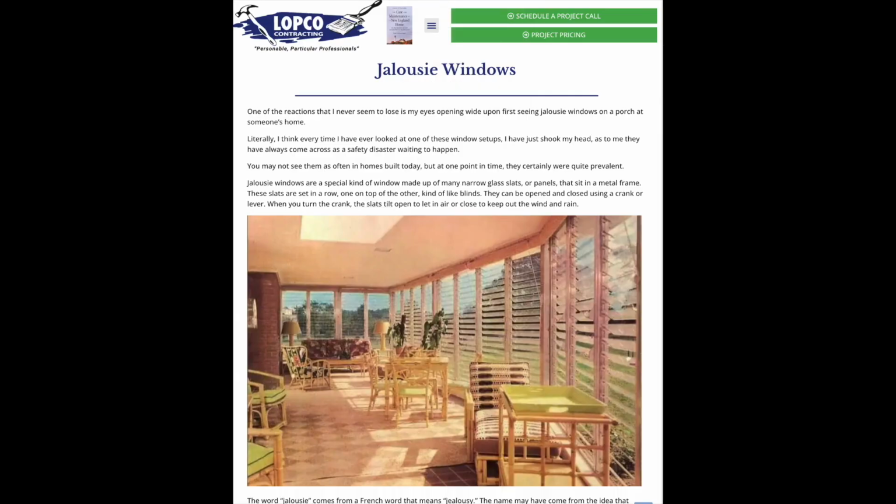So jalousie windows, these are kind of old school. We don't really see these in Kern County or California too much unless you're on the coast where you don't really have that huge temperature difference. So these are, I guess you could call them, glass slats that allow a whole lot of ventilation to come through. It could be more for decorative style and also air ventilation. But this is a jalousie window. This is what they look like.